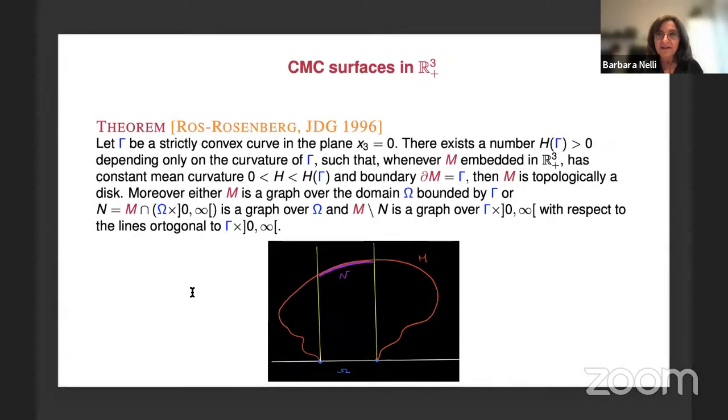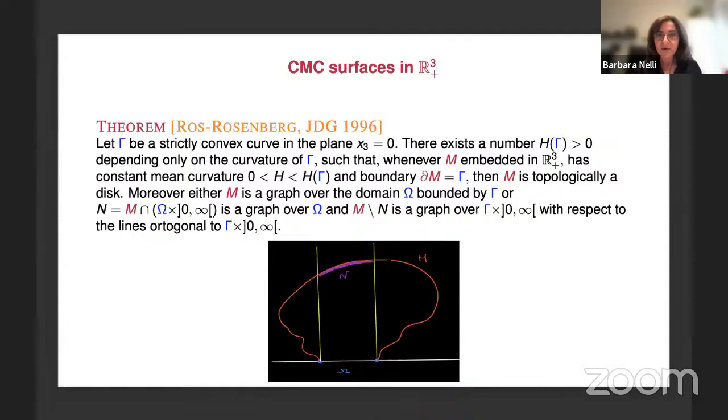It's a very, very nice theorem by Ros and Rosenberg, 1996, Journal of Differential Geometry, that says the following. You take a strictly convex curve in the plane, then there exists a number depending on this curve, on the curvature, in fact, of this curve, such that whenever M is embedded in R3 plus, the upper half space, with constant mean curvature between 0 and H(gamma) and boundary gamma, then M is topologically a disk. So no topology at all for M.